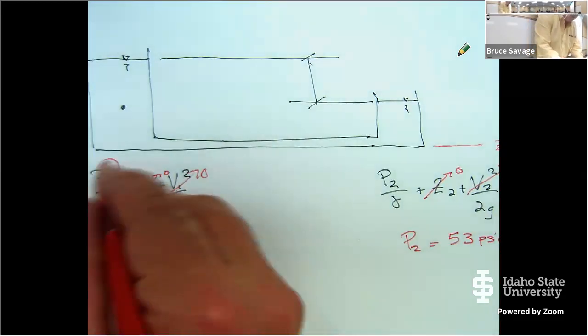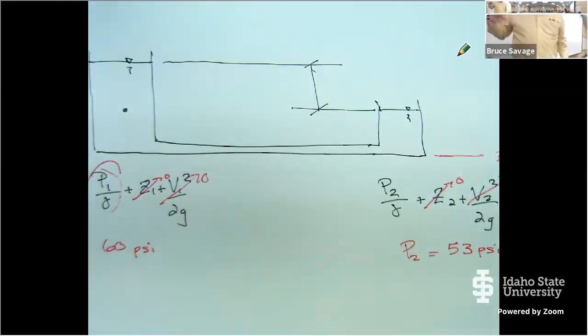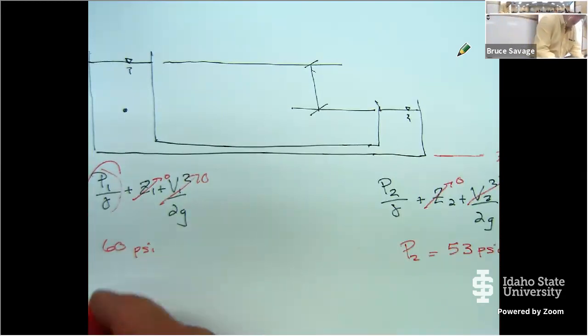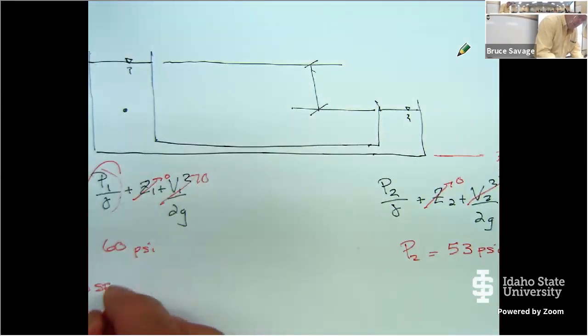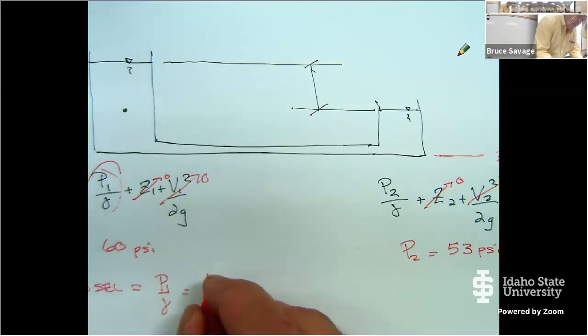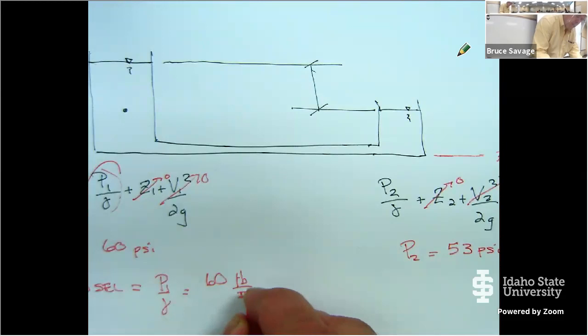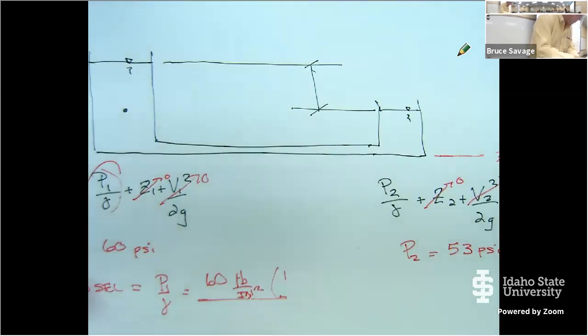And so now, rather than having a pressure, let's turn this into an elevation, if you will, or a length, hence the term head, right? Pressure head, velocity head. So what we're going to do then is say that the water surface elevation is equal to the pressure head at 1, which is going to be equal to 60 pounds per square inch. And we have to do a little bit of conversion here.